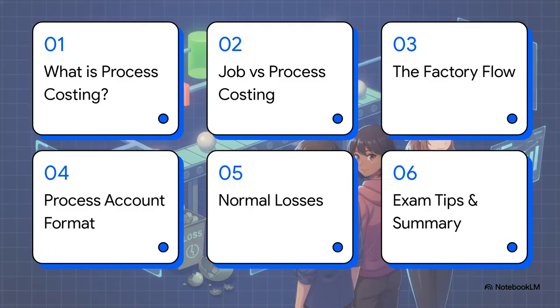Here is our game plan for today. We're going to cover what process costing is, how it compares to job costing, and the overall factory flow. Then we'll get into the actual process account format, how to calculate normal losses, and we'll finish up with some crucial exam tips and a quick summary. It's basically your step-by-step roadmap to acing that final.